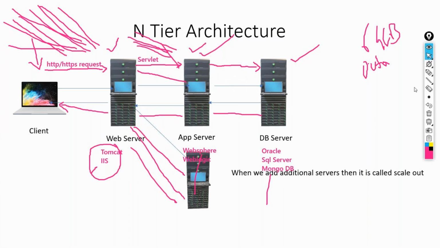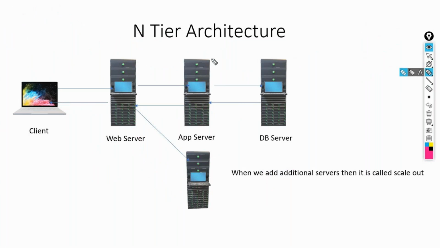In some projects they will not have the bandwidth or enough budget to get a new machine altogether. In that case, they will upgrade the configuration. Let's say it has 32 GB till now, and they upgrade to 64 GB and an octa-core processor and all that stuff. When they upgrade the existing server, it is called scale up. Scale out, scale up. When we add additional servers, it is called scale out. When we upgrade the existing server, it is called scale up.